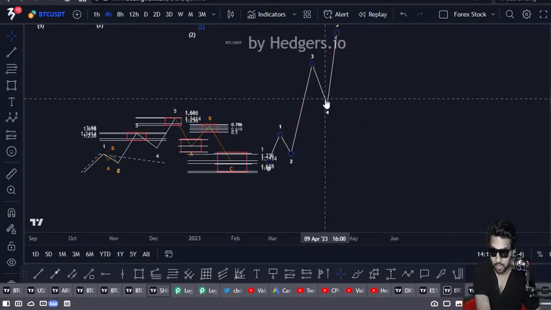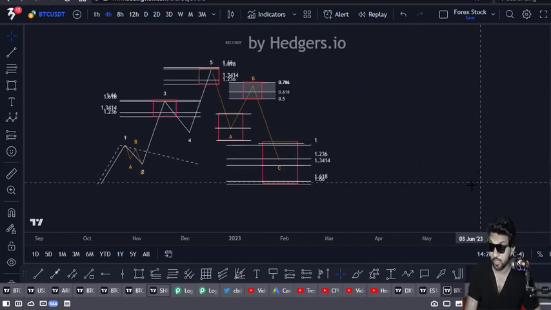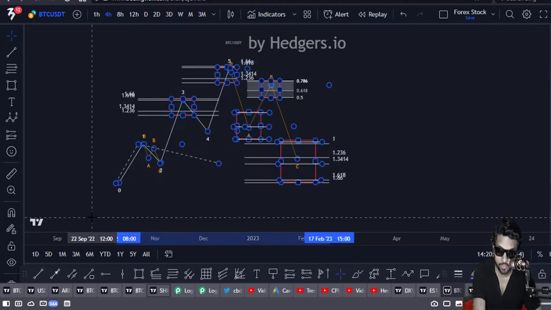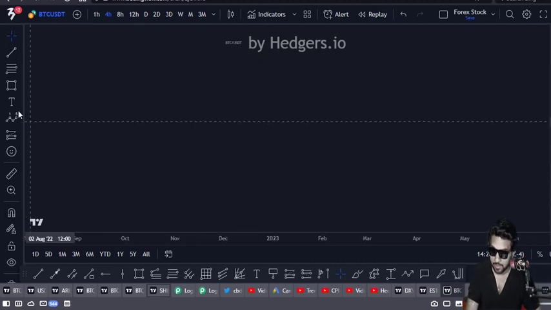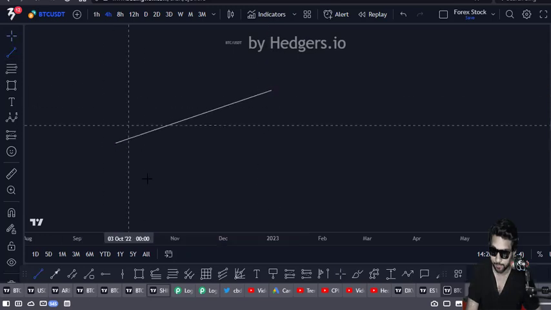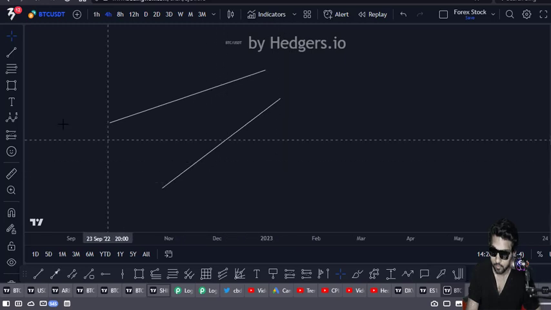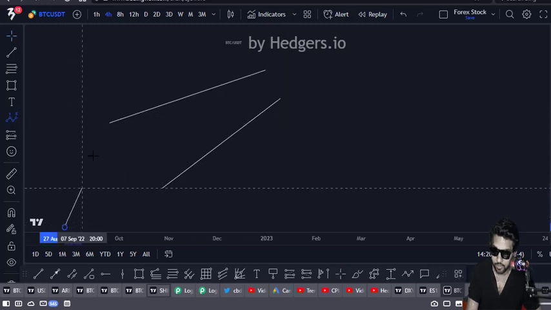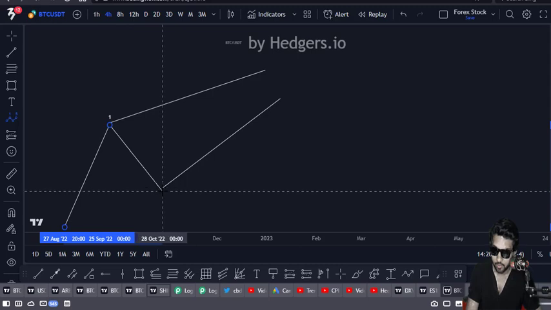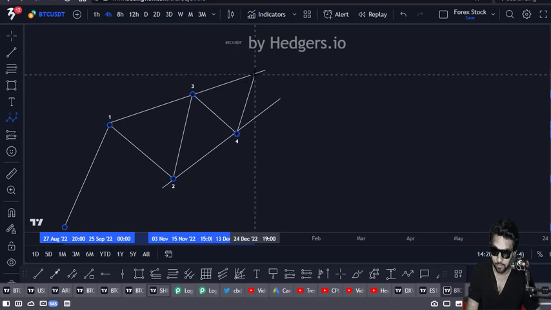Now I'm going to teach you about the leading diagonal. That is really important to know. I'm going to remove all of these things. Leading diagonal formation is kind of like this. They start from the wave 1 here. You see, 2, 3, 4, and 5.